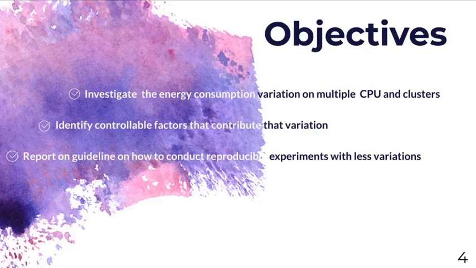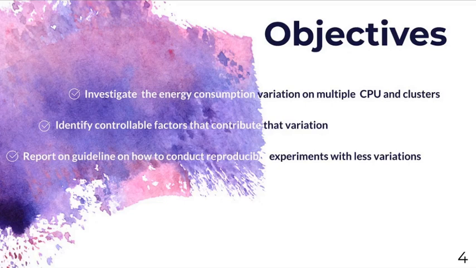Thus, the objectives of our work are first to investigate the energy consumption variations on multiple CPUs and architectures by considering many identical machines of numerous clusters to give our experiments more sense and accuracy. Then, we identify a set of controllable factors on which one can easily act or tune to reduce these energy consumption variations without, for example, having access to the physical data center, which also makes sense with the new trend of massively using the cloud computing.